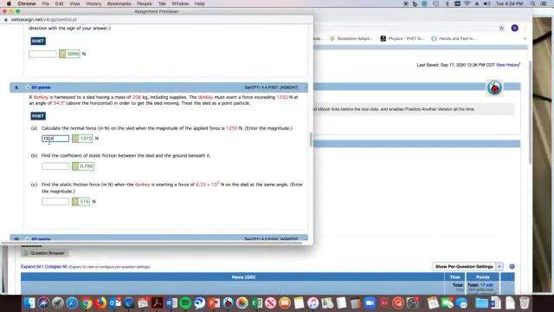See, I didn't practice this. Sometimes you've got to get over it. Now, notice I've got the answers right here, so I know what I need to come up with. So find the coefficient of static friction between the sled and the ground beneath it. All right, now, where's the static frictional force? Let's take a look at our picture again.